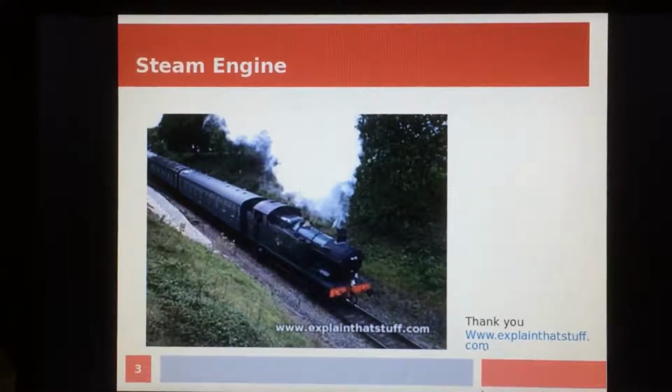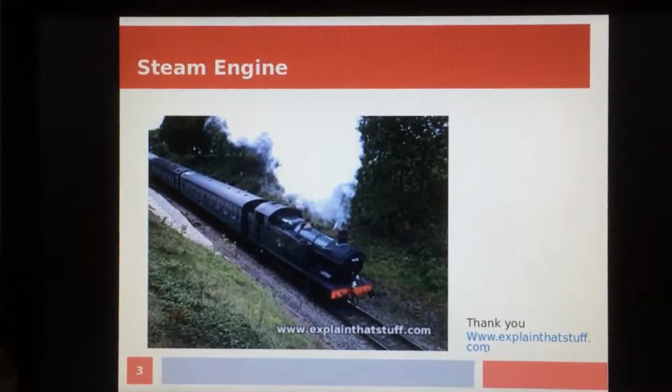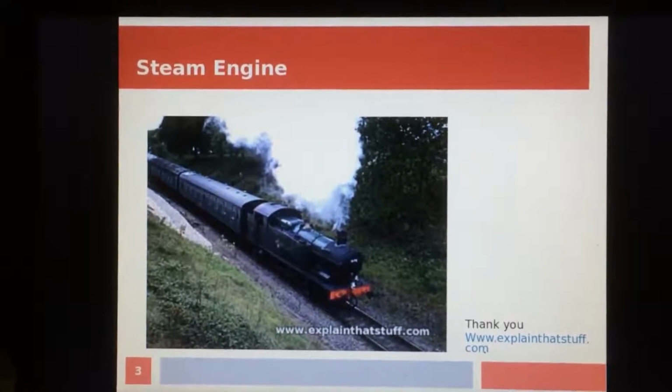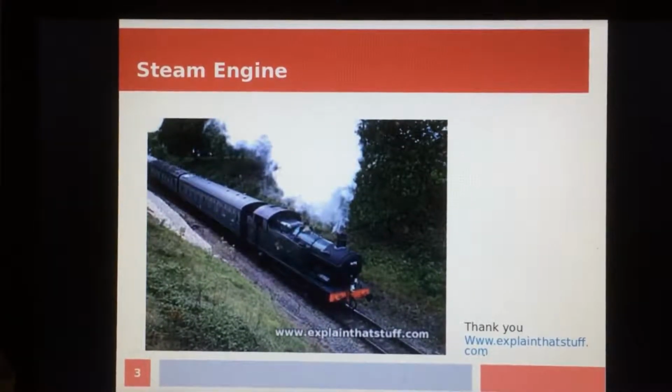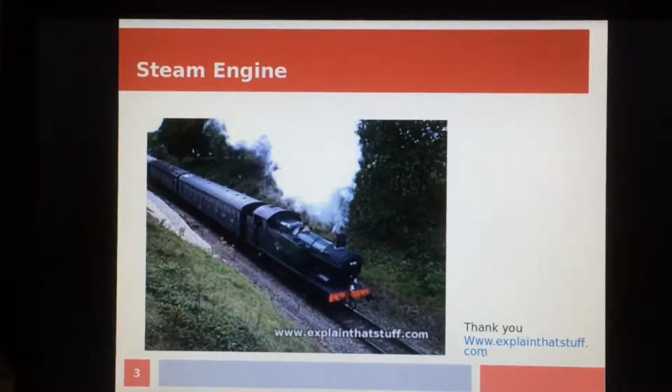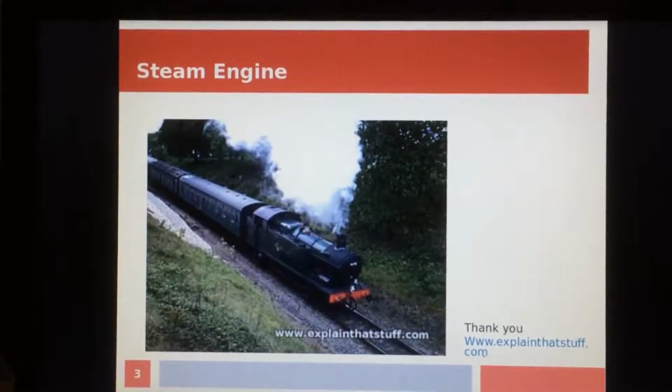there is a certain amount of water inside the engine which expands by taking a certain amount of heat, and because of the expansion the steam is able to propel the locomotive.